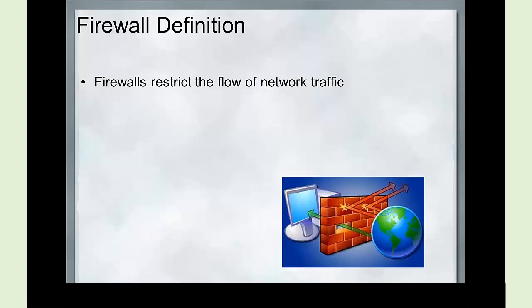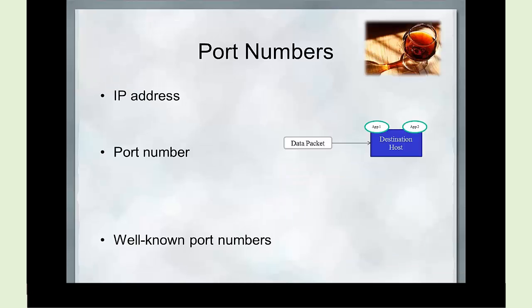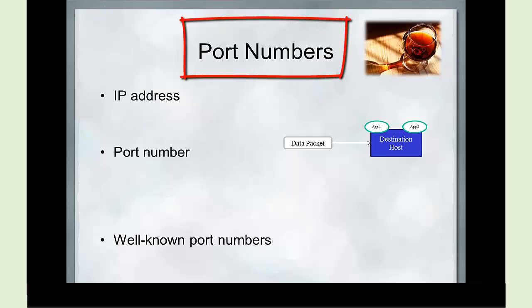Now let's talk about firewalls in this section. Firewalls are probably the most well-known network security solution out there. It basically restricts the flow of network traffic between your internal network and an external network such as the internet. In order to understand how firewalls work, we also need to understand this concept of port number.